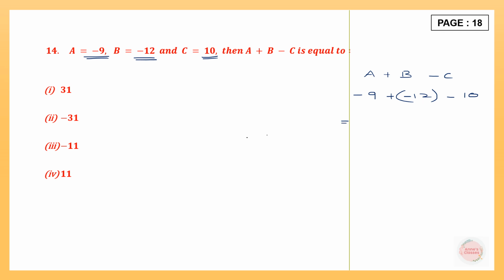Now let's remove the brackets. So minus 9 and here plus into minus is minus. So we can write minus 12 minus 10. They're all minus. So we put the sign minus because signs are the same. We put the same sign and we add. 9 plus 12 is 21. 21 plus 10 is 31. So minus 31 is our answer. And which option is that? That is option 2. Minus 31 is option 2. So like I said, option 2 is the answer.